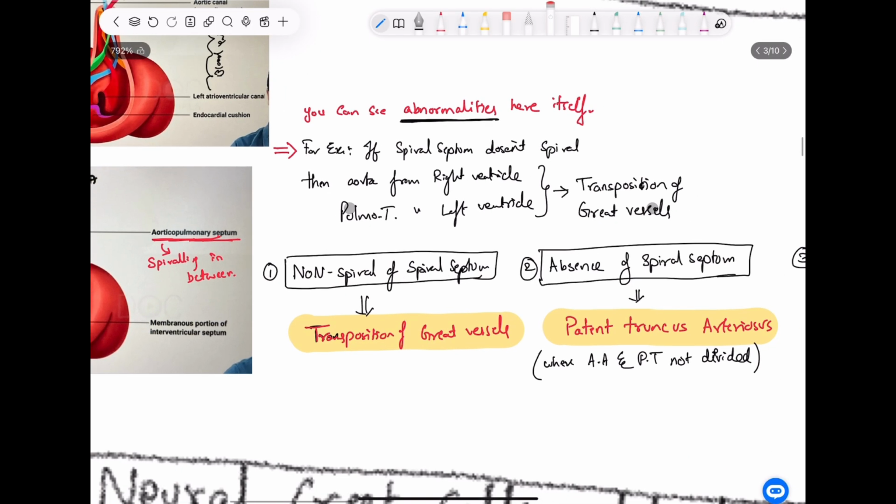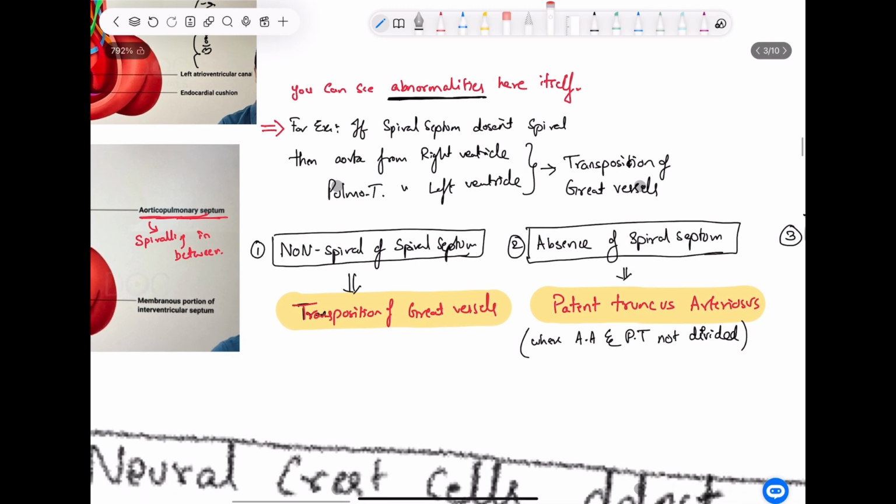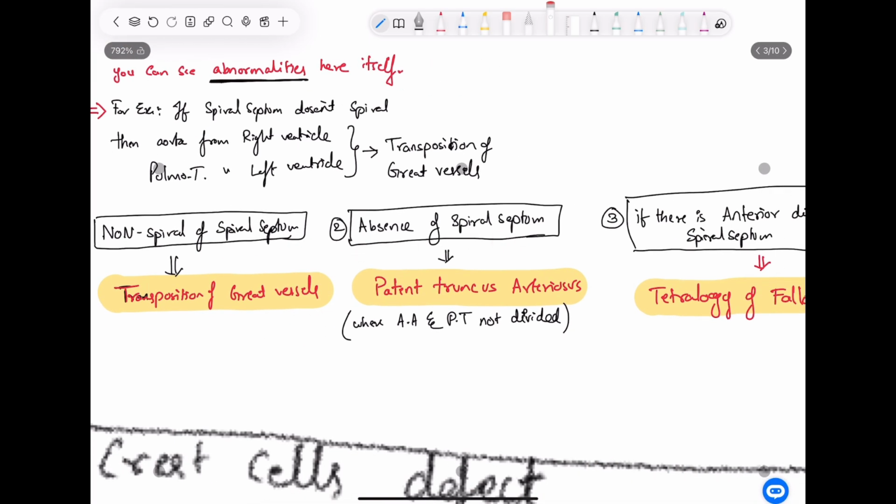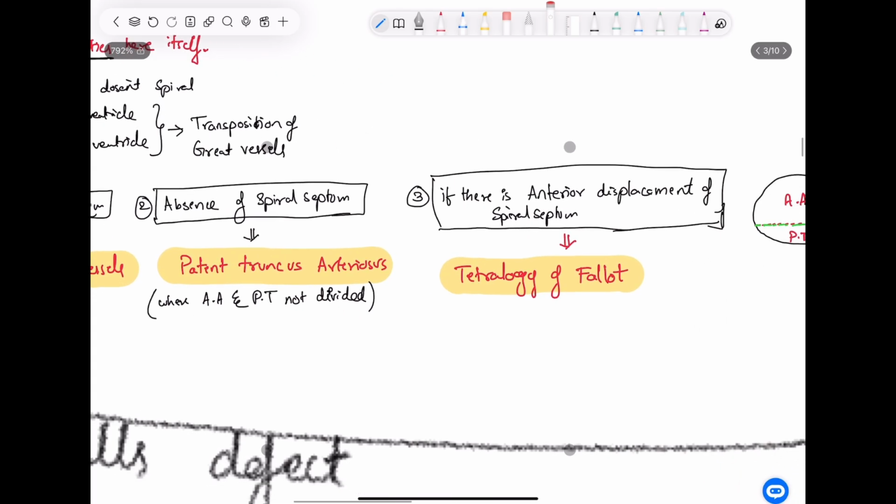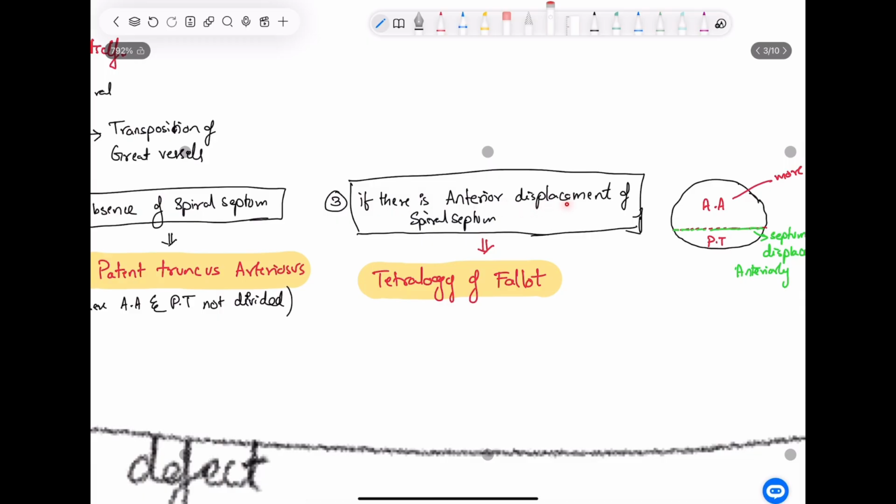For example, if the spiral septum doesn't spiral, then the aorta arises from the right ventricle and the pulmonary trunk from the left ventricle; these get transposed. So non-spiraling of the spiral septum leads to transposition of great vessels. This is the first abnormality. And if the spiral septum is itself absent, it leads to patent truncus arteriosus. I guess you guys have heard this so many times. In patent truncus arteriosus, the ascending aorta and pulmonary trunk are not divided at all. And the third one is, if there is anterior displacement of the spiral septum, it leads to tetralogy of Fallot.